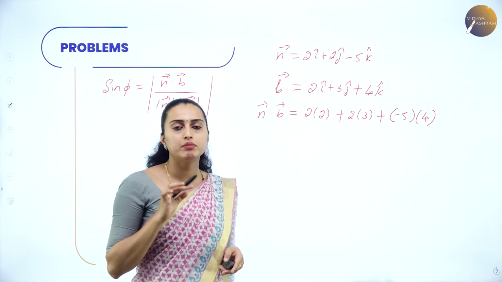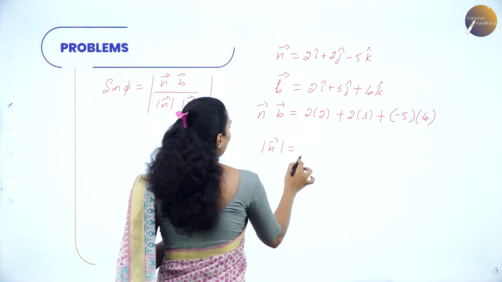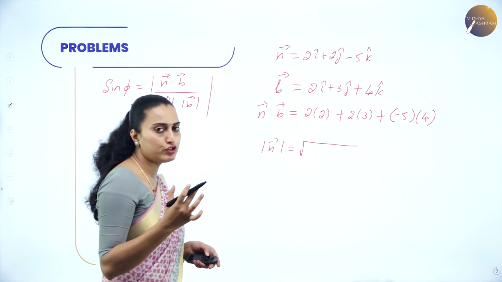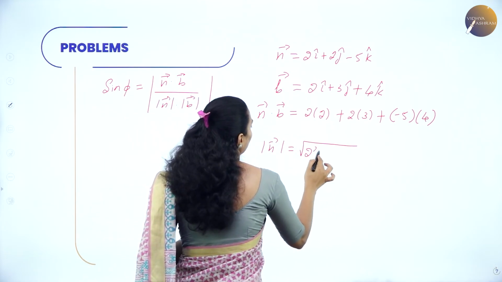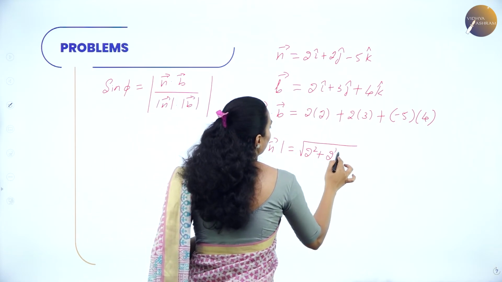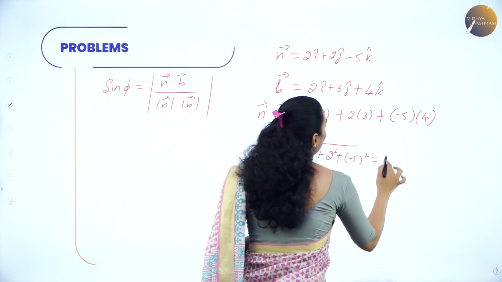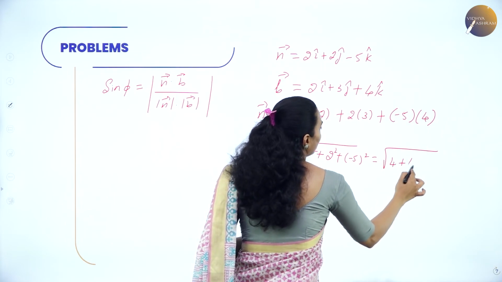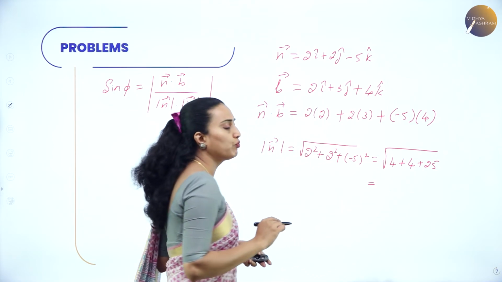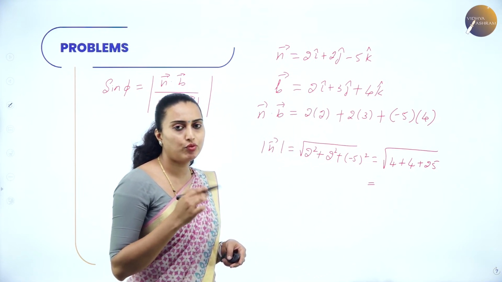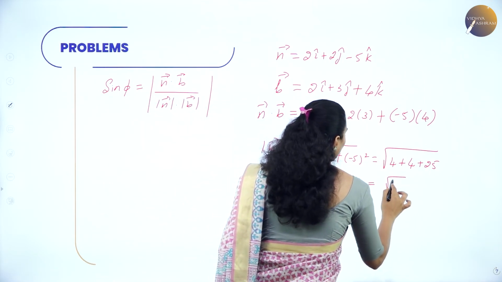Now let me calculate the magnitude of n vector. What is the magnitude of n vector? It is the root of the squares of the coefficients of i, j, k of n, which is 2 squared plus 2 squared plus minus 5 squared. That is root of 4, plus 4, plus 25. 25 plus 4 is 29, 29 plus 4 is 33. Therefore we have root 33.